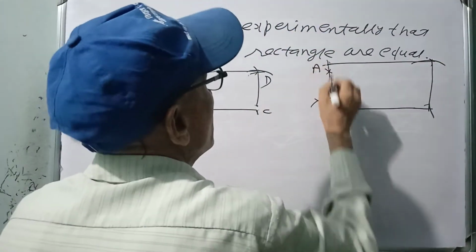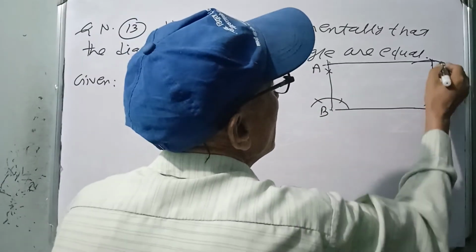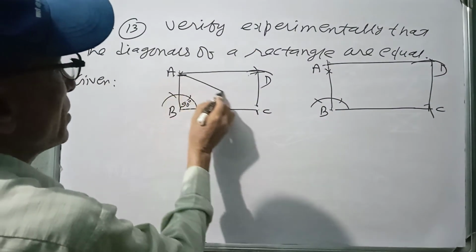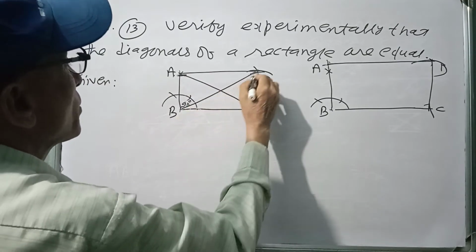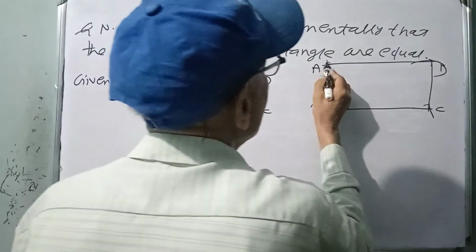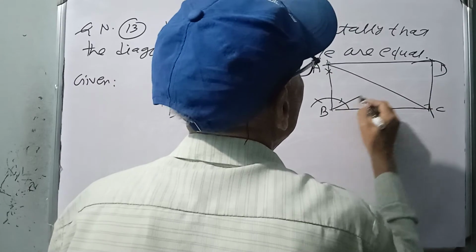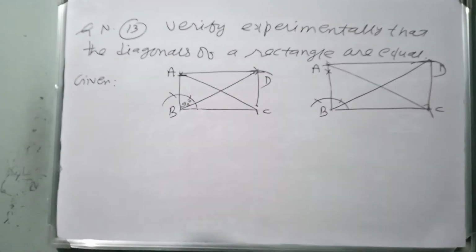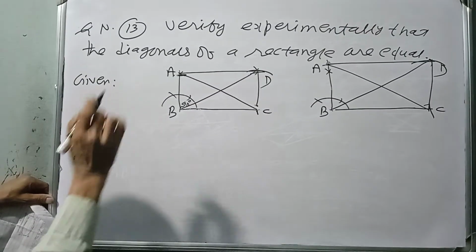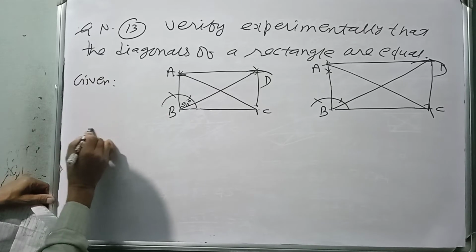Draw ABCD. Here AC is a diagonal, BD is also a diagonal. Here AC and BD are two diagonals. How to draw? Again, I explain briefly.